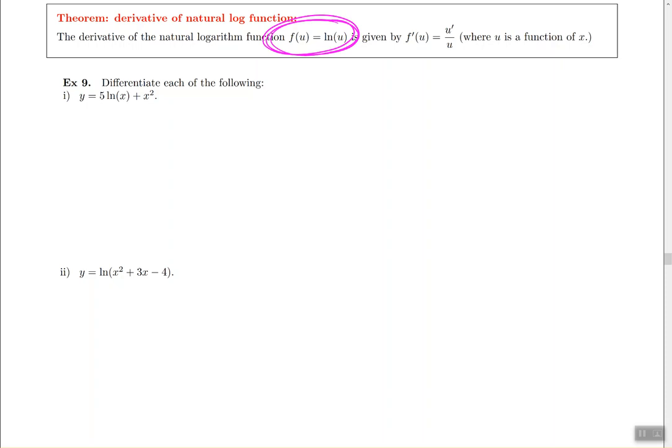So the question is, if I have a function f that is ln of u, what would the derivative of that be? And the answer is, it's gonna be u prime divided by u. Okay, so in other terms, if I give you a function, let's say f of x equal to ln of 3x minus 2, and I say I would like the derivative of this, what would the f prime, the derivative, be? The answer is this.